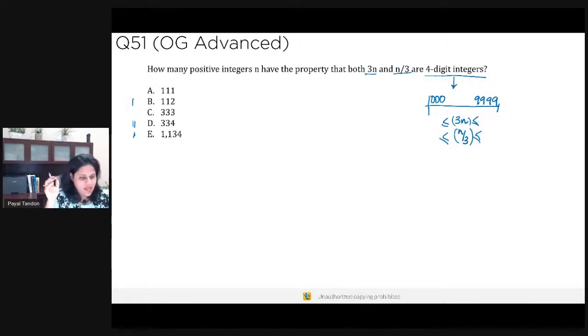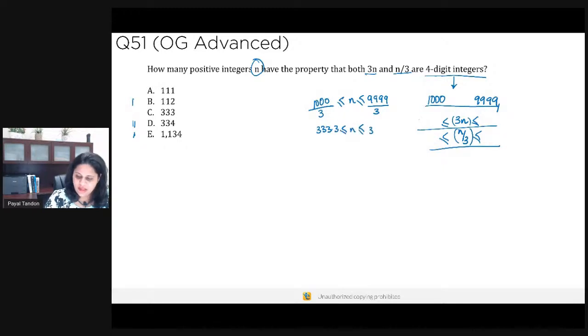Now, the next thing I have to do is process this information. I literally need to find how many positive integers have this property. So I need to figure out the possible ranges for n. For 3n, what do I get? 1000 divided by 3 is less than or equal to n, less than or equal to 9999 divided by 3. Is that correct? If I simplify this further, because it's an easy calculation, I get these boundaries for n.